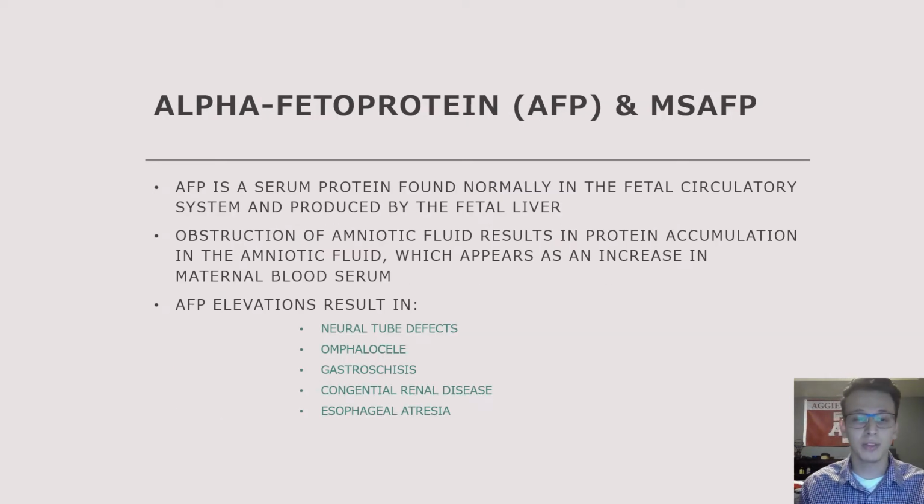Alpha-fetoprotein and MSAFP: AFP, or alpha-fetoprotein, is a serum protein found normally in the fetal circulatory system and produced by the fetal liver. Obstruction of amniotic fluid can result in accumulation of this protein in the fluid, and it appears as an increase in maternal blood. The circulating level in the mom can increase as well. And then AFP elevations could result in the following: neural tube defects, omphaloceles, gastroschisis, congenital renal disease, and esophageal atresia.